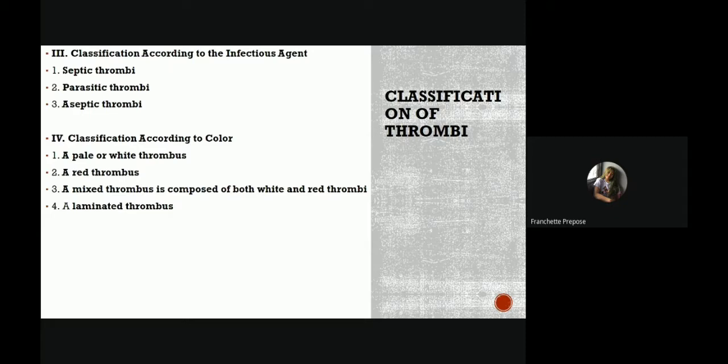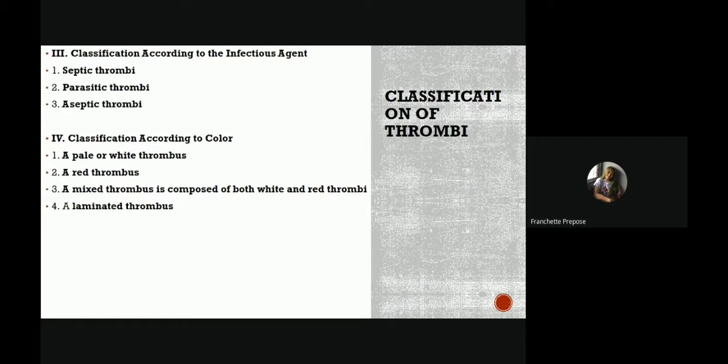Next is the red thrombus, red in color, composed of platelets, fibrin, erythrocytes, and leukocytes. The red color is due to erythrocytes trapped in the fibrin meshwork. A red thrombus is usually observed in veins. It should not be confused with a postmortem clot.